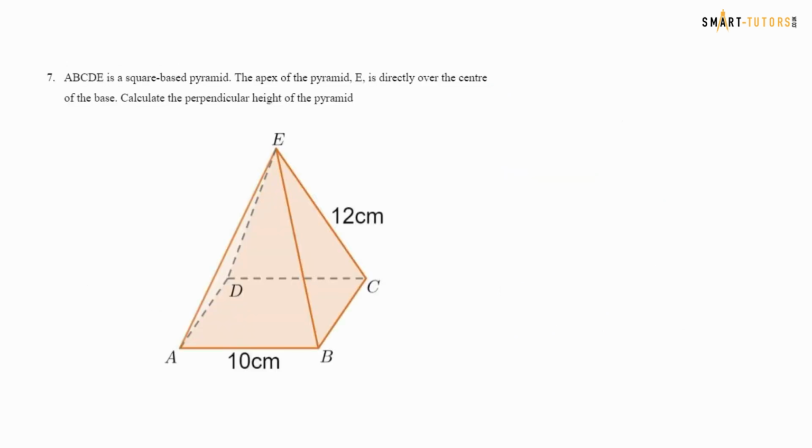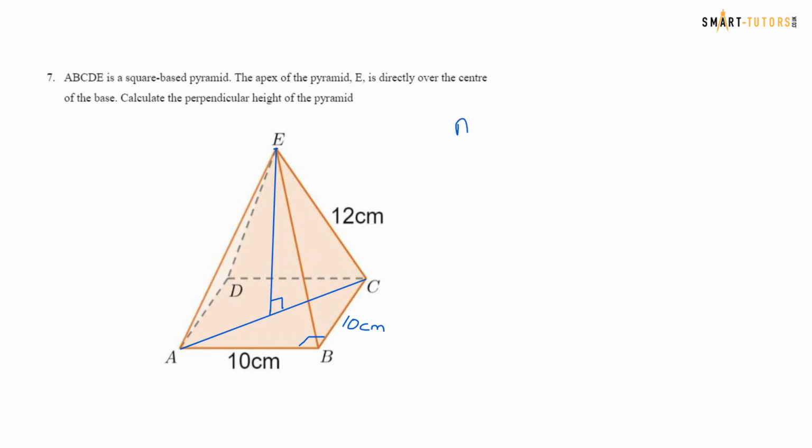Question number 7. ABCDE is a square base pyramid. The apex of the pyramid is E, this is the apex, and it is directly over the center of the base. Calculate the perpendicular height. So they are asking for the perpendicular height of the pyramid. So if I connect here to here and like this, right, so this is the right angle triangle, or you can put it the other way around. So this 12 centimeter is marked. This is the right angle triangle, and the bottom one is also a right angle triangle. It's a square base, so it is 10 centimeter.